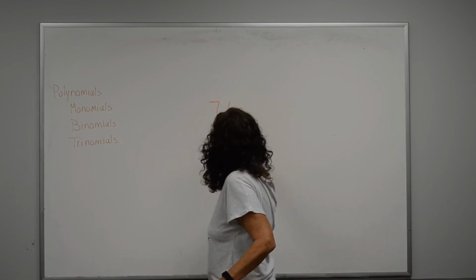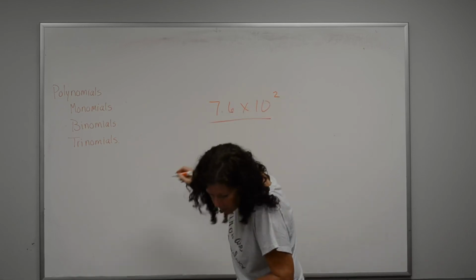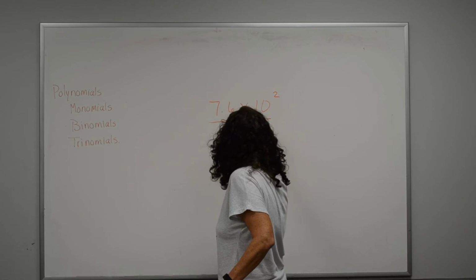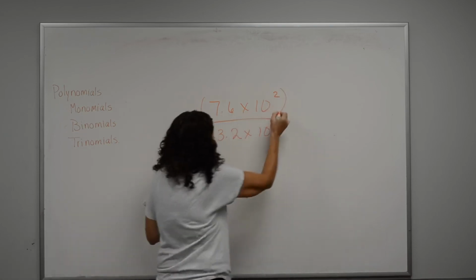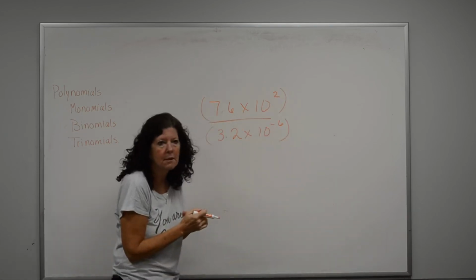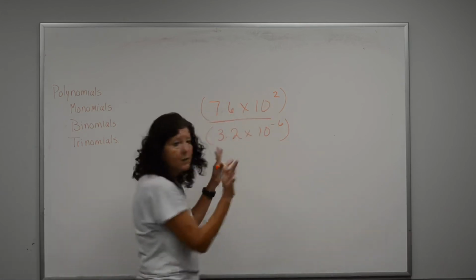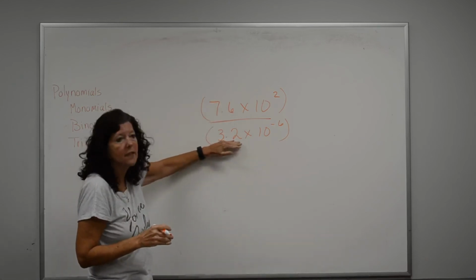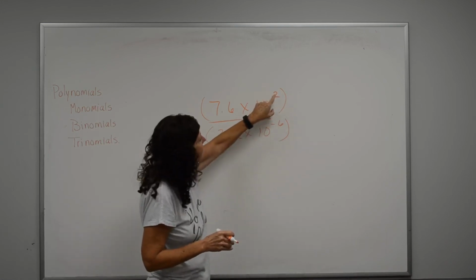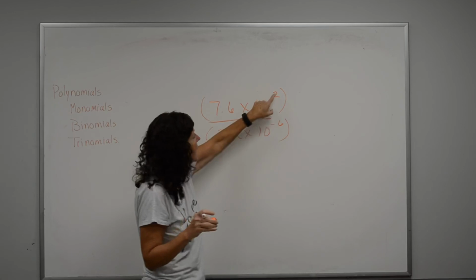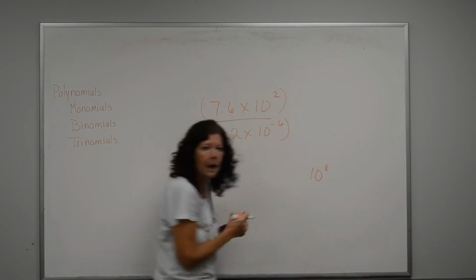7.6 times 10 to the second power over 3.2 times 10 to the -6th power. Now, if I'm going to put it in my calculator, I'm going to put that in parentheses, and I'm going to put that in parentheses. I'm going to divide them. I'm going to let my calculator do my work. If you were going to do it by hand, you would take 7.6 divided by 3.2, and then I would take the tens and put them together. Remember with division, I'm subtracting. So I would have 2 minus a -6, so I'm going to have 10 to the 8th power.